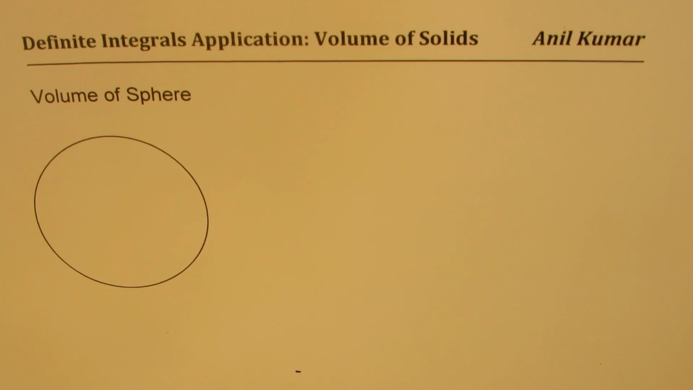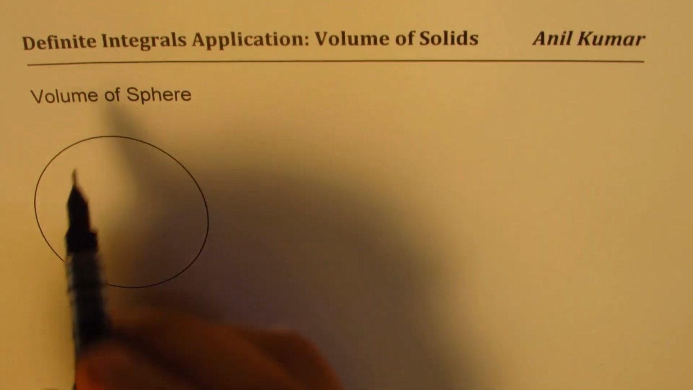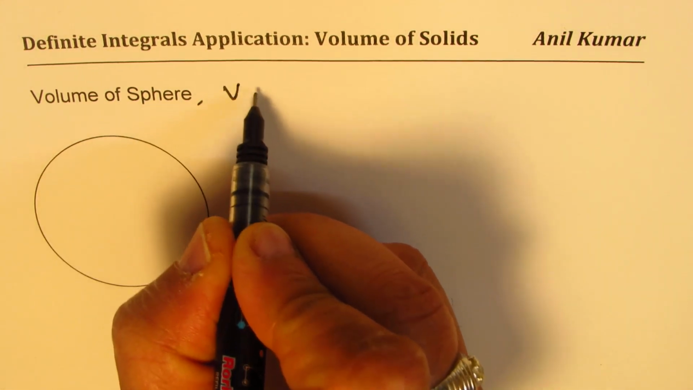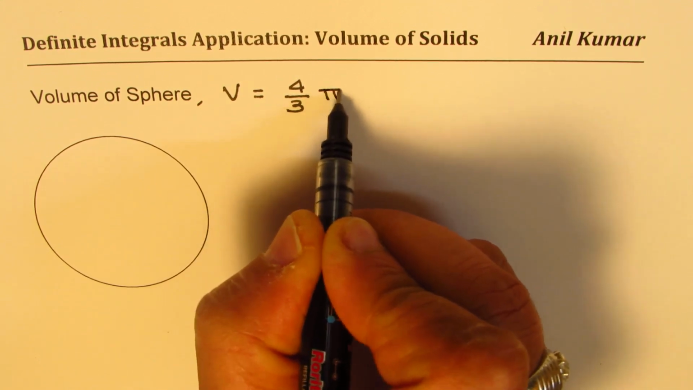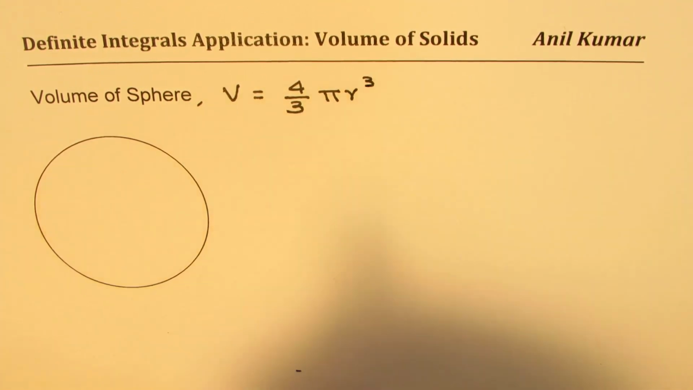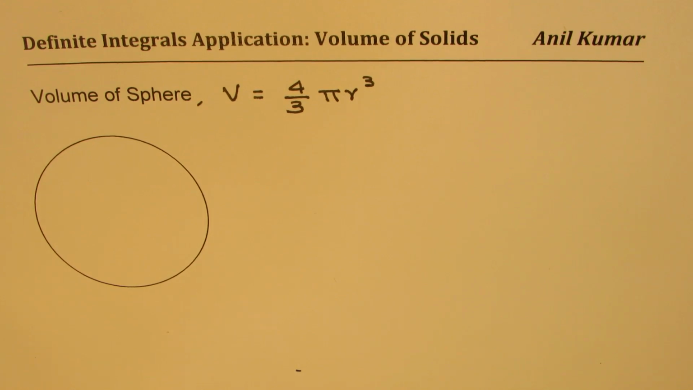As very important applications of integrals, we'll find out formulas for volume of solids. In this video, we'll discuss how to find a formula for volume of a sphere. Well, you know that the volume of the sphere V is given as 4/3 pi r cubed, where r is the radius of a sphere. Now, using integrals, we'll actually figure out how to derive this formula.